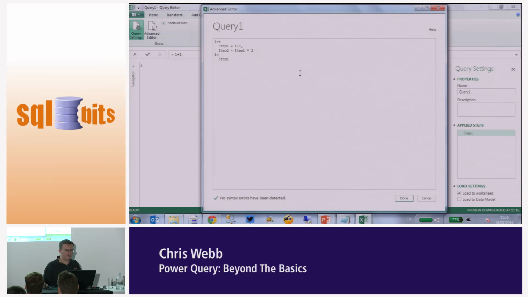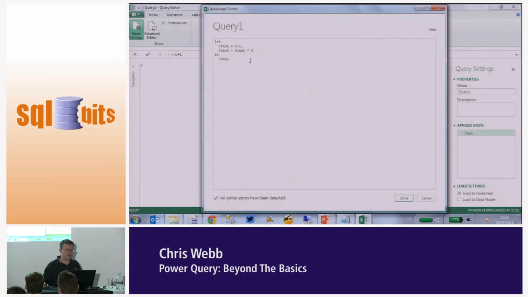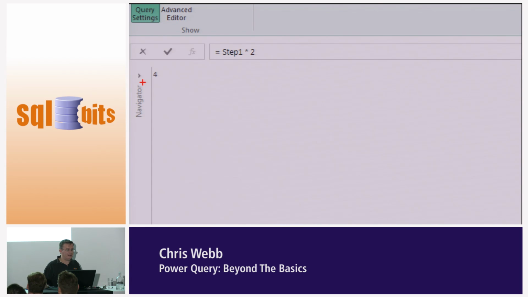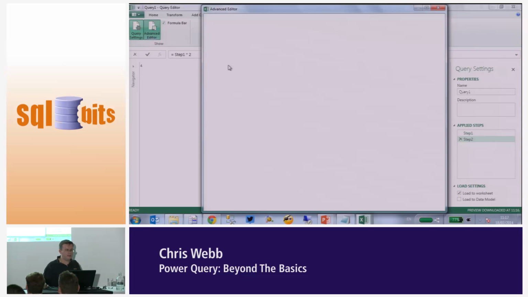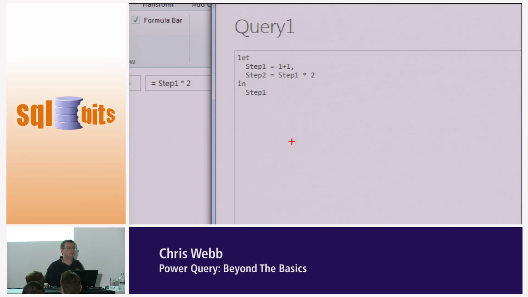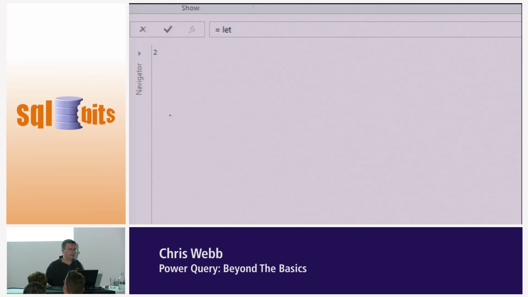So let's now have an extra variable here, step 2. That is going to be step 1 times 2. I return the value of step 2, and unsurprisingly, the value I get back is 4. Now, the in clause here can be any expression. So I don't have to return the value of step 2. I can return the value of step 1 if I want. I click done, and I'm now going back to returning the value of 2.